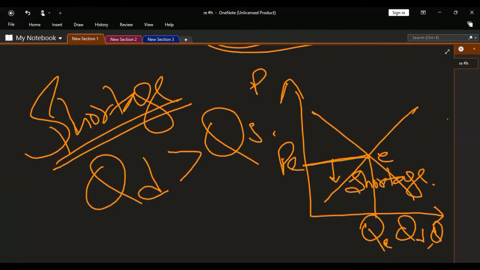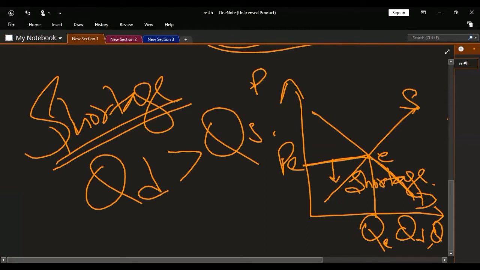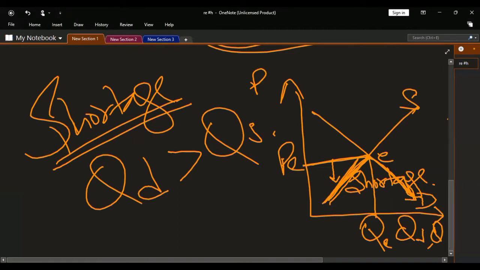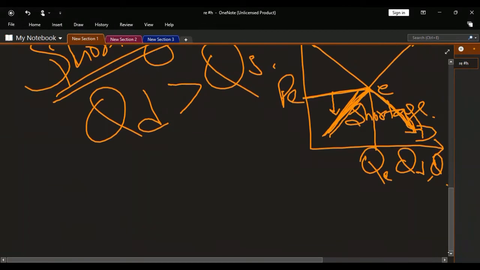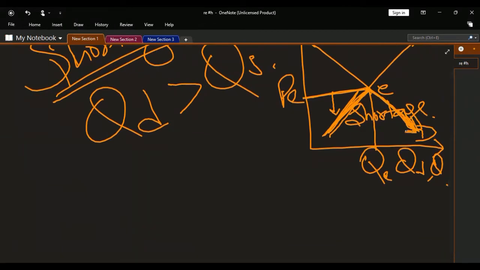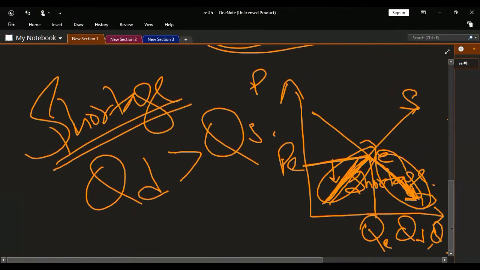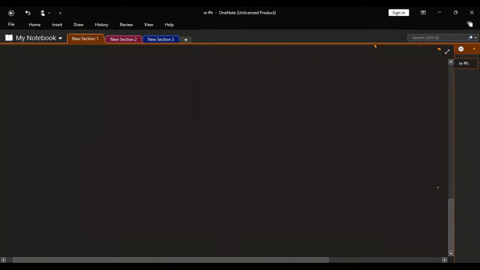It means it will be a point where quantity demanded is increasing and the demand of the people increases, but the quantity supplied is decreasing. So such a situation is called shortage, due to an increase in demand and a decrease in supply of the product. So either it will create a shortage or it will create a surplus in the market.